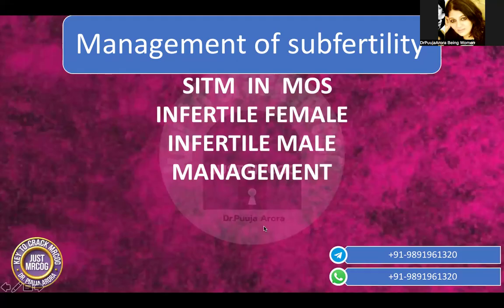Screen for associated conditions, for example, autoimmune factors, genetic causes, diabetes mellitus, late onset congenital adrenal hyperplasia. Take social and sexual history. Screen for previous infections like chlamydia and gonorrhea.